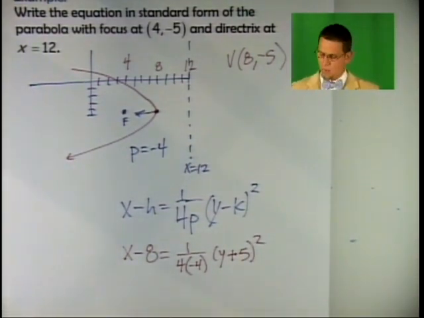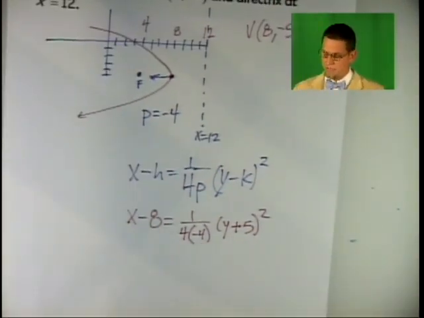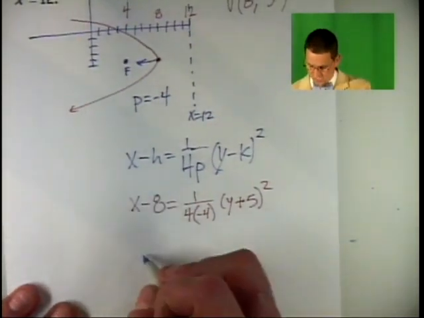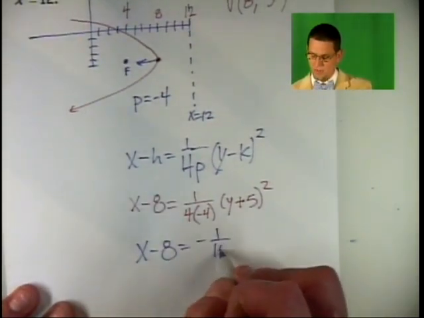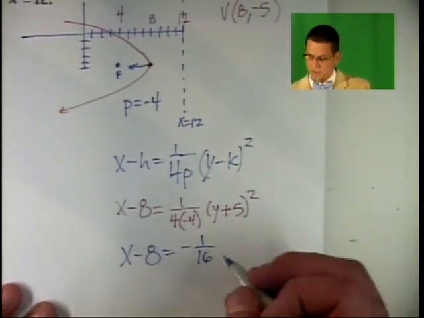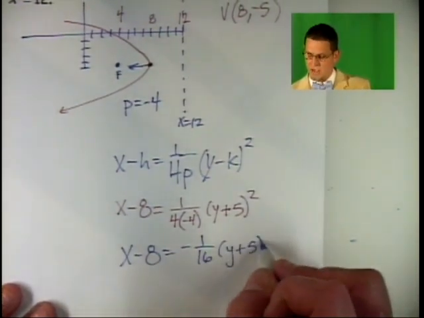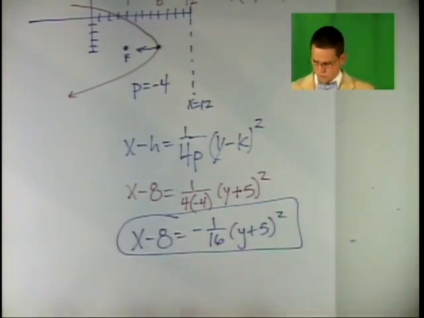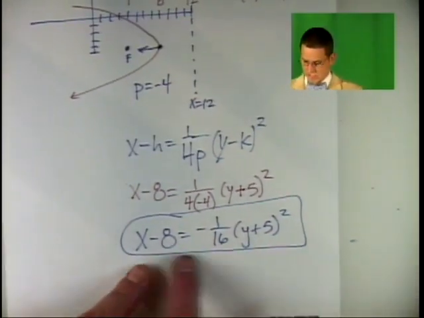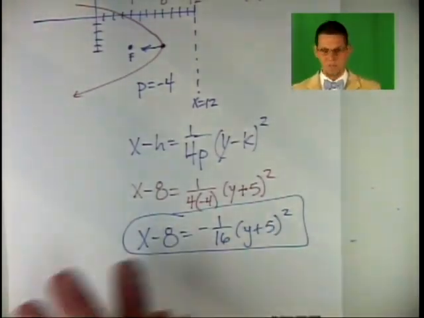And you typically want to go ahead and simplify the coefficient. 4 times negative 4 is negative 16, so 1 over that is negative 1/16. So my final answer: x minus 8 equals negative 1/16, I'll pull the negative out front, times y plus 5 squared. And that looks pretty good. I've got all my squareds in. Vertex is at 8, negative 5. Yep, got it. Piece of cake.